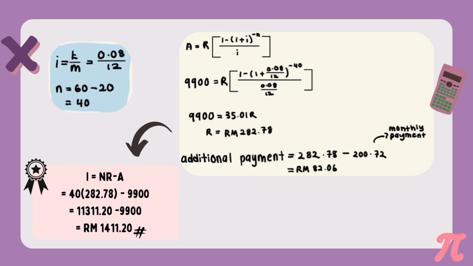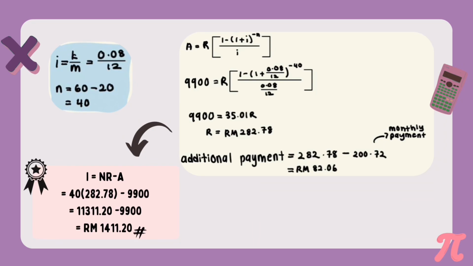For the additional payment calculation, to settle the loan immediately after the 20th payment, the additional payment is the difference between the original monthly payment and the new recalculated monthly payment. So additional payment equals 282 ringgit and 78 cents minus 272 ringgit. So we get 82 ringgit and 6 cents.